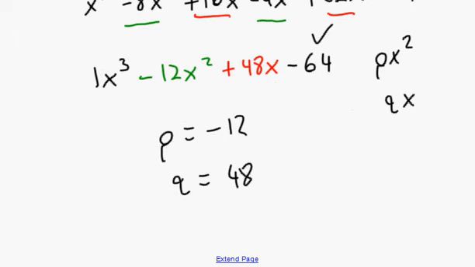Okay. Because it's px squared and minus 12x squared. qx is 48x. Okay, so they have to line up with their opposite on the other side.